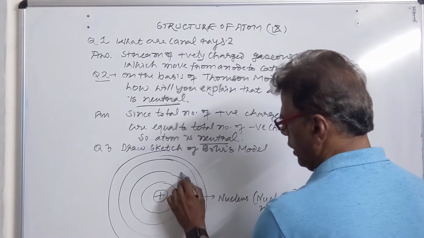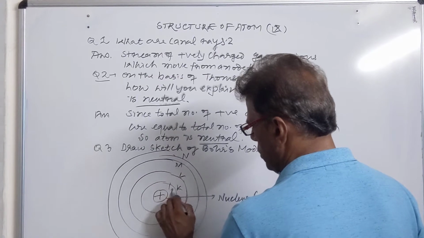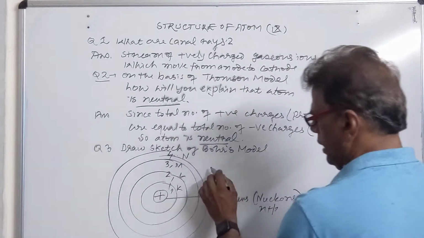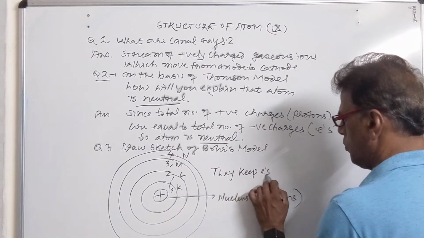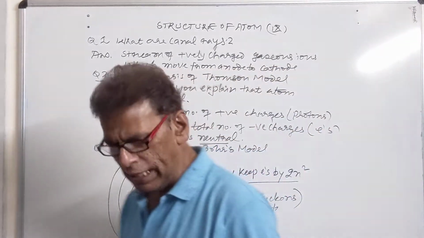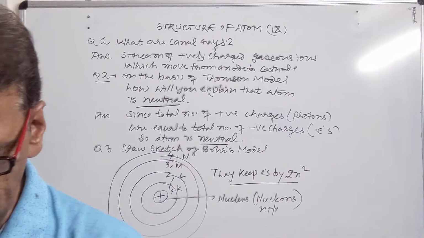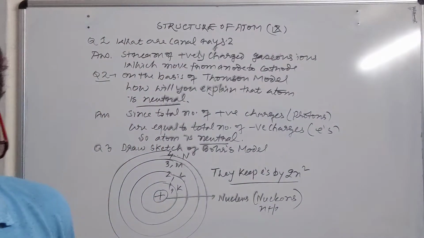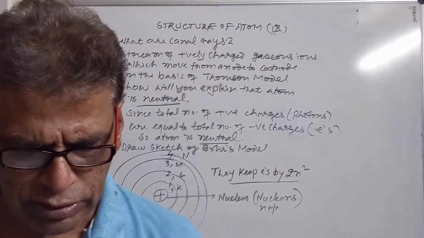Then we have different shells, K shell, L shell, M shell, N shell. These are the different shells. They are also represented by 1, 2, 3 and 4 and so on. And these shells can keep electrons by 2n square. So this is the sketch of the Bohr model of atom, where the center contains the nucleus, which has positive charge due to protons, and around which there are a large number of circular paths, which are called shells, orbits, or energy levels.